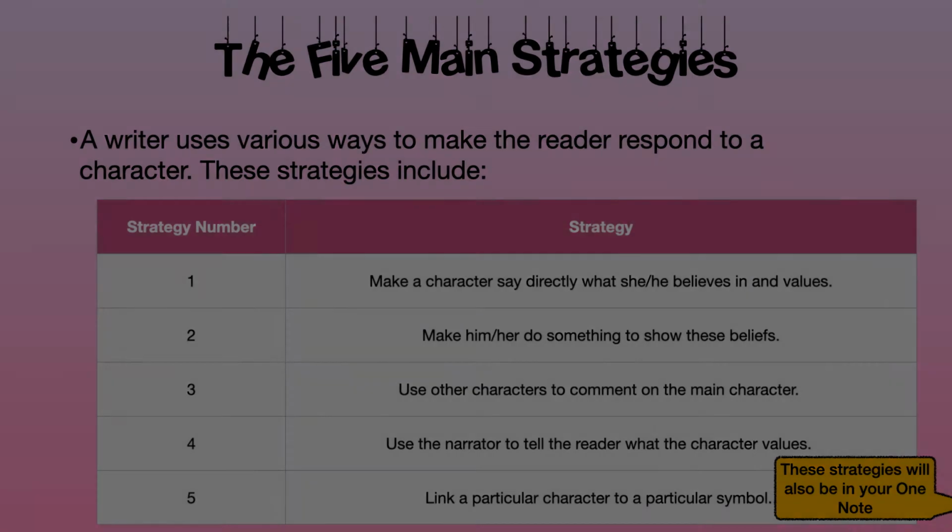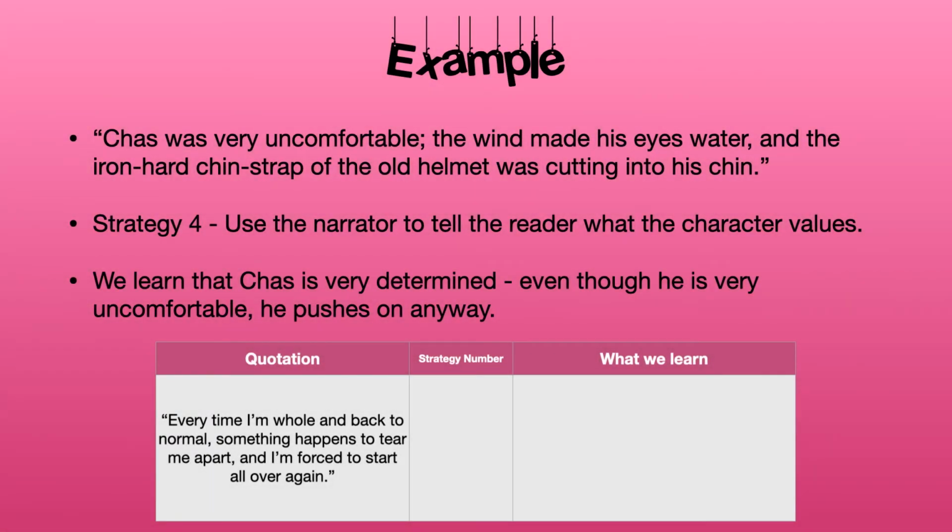So let's look at an example then. So here's a quotation. Chaz was very uncomfortable. The wind made his eyes water, and the iron-hard trimmed strap of the old helmet was cutting into his chin. So this example here, the writer has used strategy number 4. They're using the narrator to tell the reader what the character values. So we learn that Chaz is very determined because even though he is uncomfortable, he pushes on anyway.